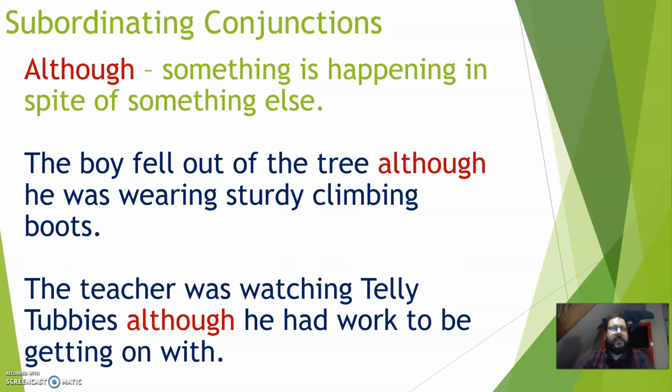The third and final subordinating conjunction we're looking at today is although. This means when something is happening in spite of something else happening. So, for example, the boy fell out of the tree although he was wearing sturdy climbing boots. Now, you would expect someone who was wearing sturdy climbing boots to not fall out of a tree, but he has fallen out in spite of wearing them. The second sentence, the teacher was watching Teletubbies although he had work to be getting on with. You would have thought that if the teacher had work, he would be doing it, but in spite of that, he's watching Teletubbies. Again, although is being used there to add extra information to the first part of the sentence.